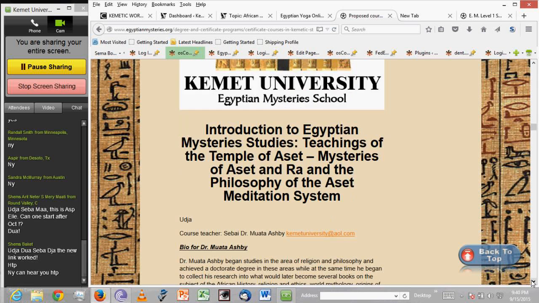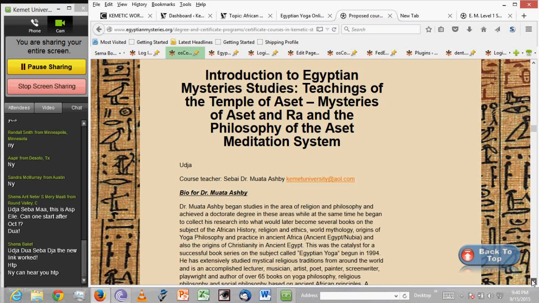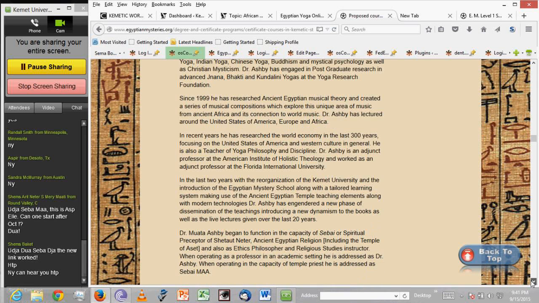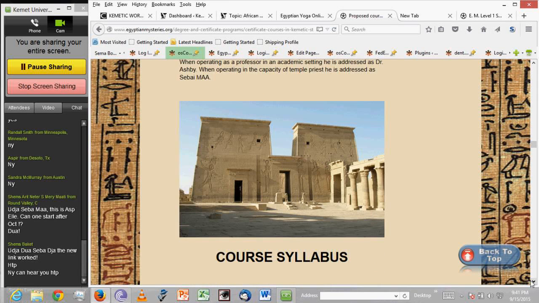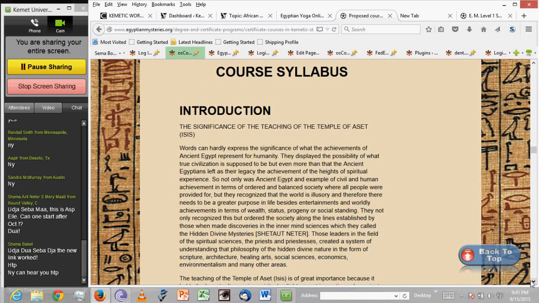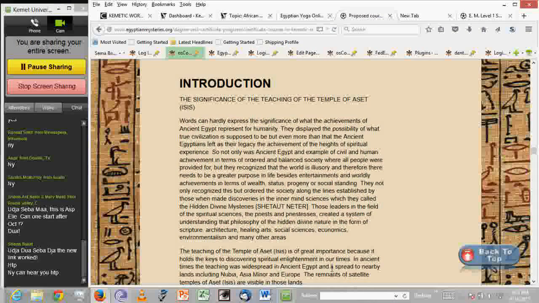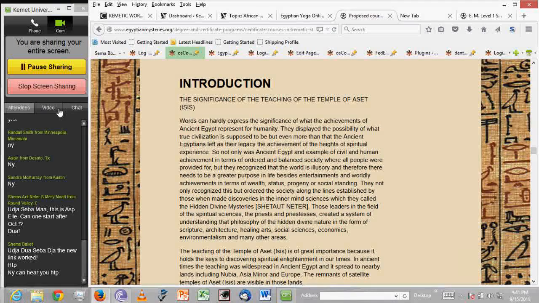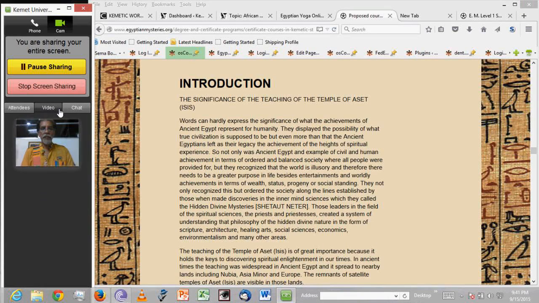Information here about Dr. Muata Ashby. And there's another wonderful picture of the temple. This one is during the day. Introduction. I'm just going to read a few sections, and I'll let you go through and read through yourself. The significance of the teaching of the Temple of Aset.